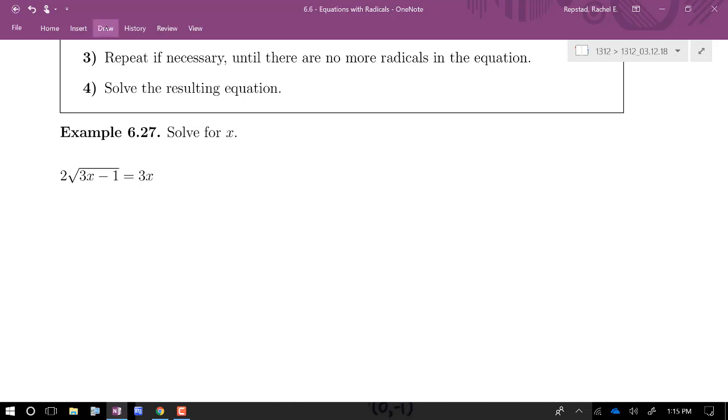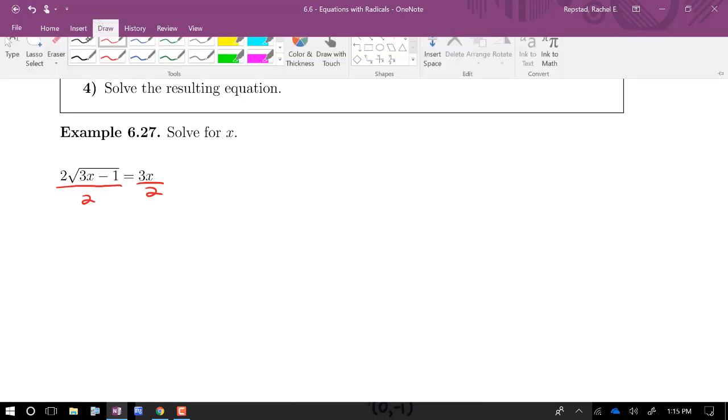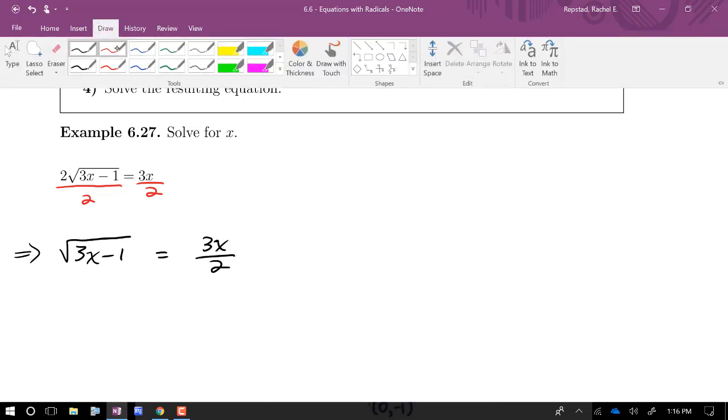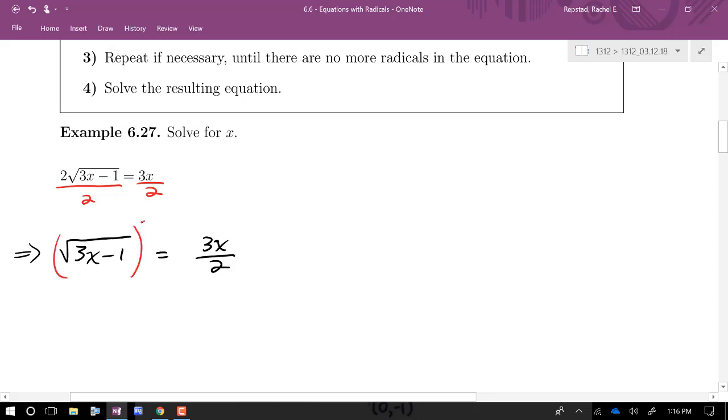What do you feel like doing? Divide by 2. So this means that we have the square root of 3x minus 1 is equal to 3x over 2. Now we have that radical by itself. Let's square both sides.